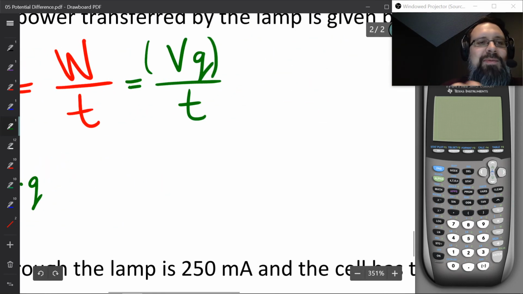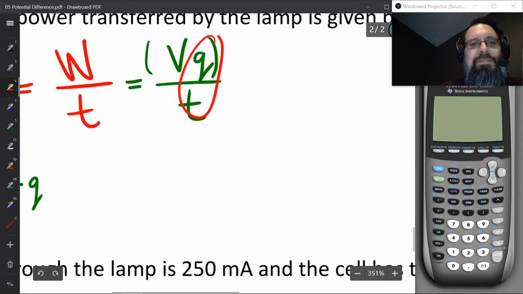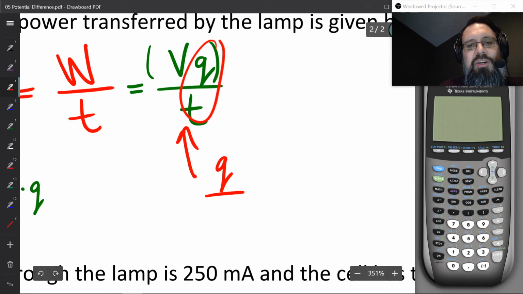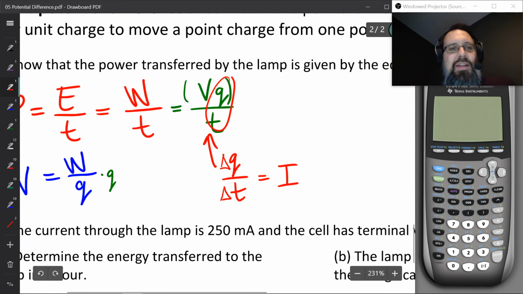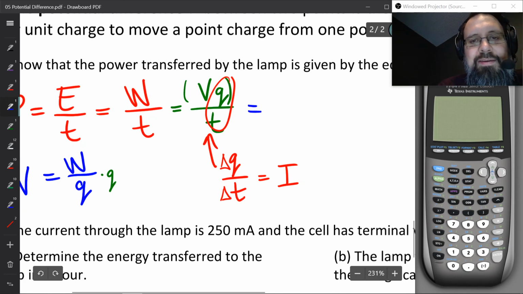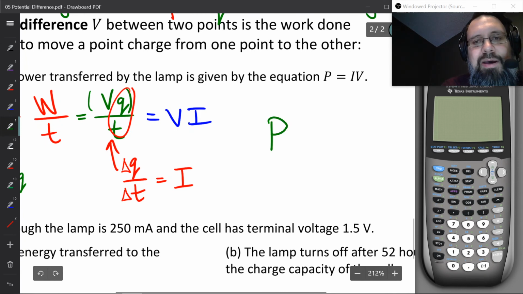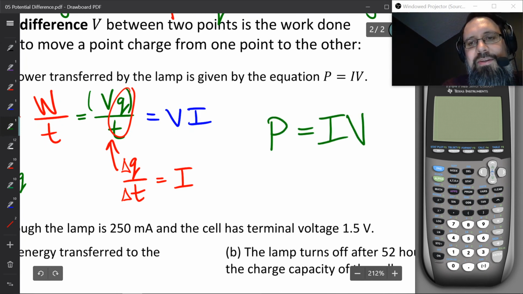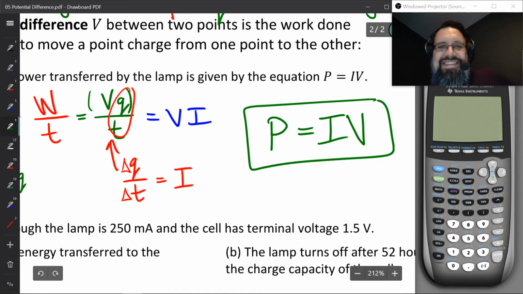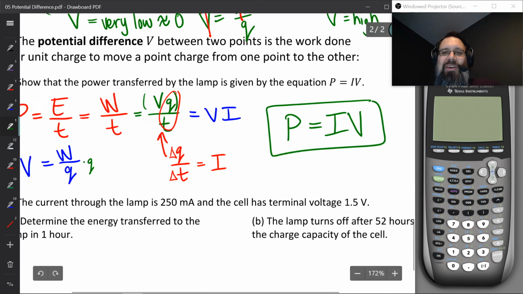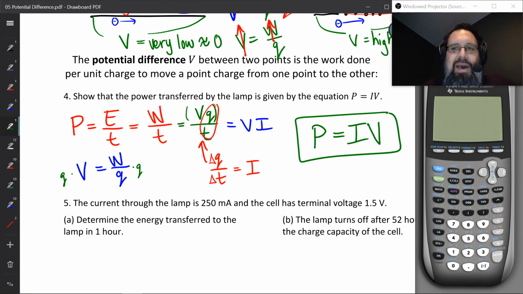But then check this out. Something cool happens. That's Q over T. But Q over T, charge per time, that's current. We used to have it as delta Q over delta T. And so then you can see that you end up with V times I. And so that's it. That's power equals current times voltage, or sorry, potential difference. So power is equal to current times voltage. And so we just showed it there with the mathematics of how we define everything. In fact, a lot of these quantities were defined so that this would be that easy.